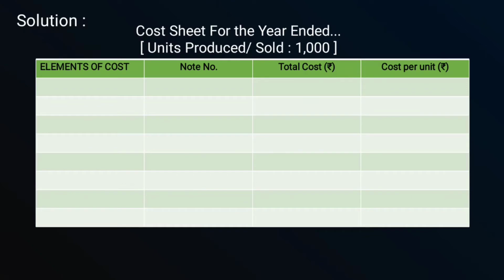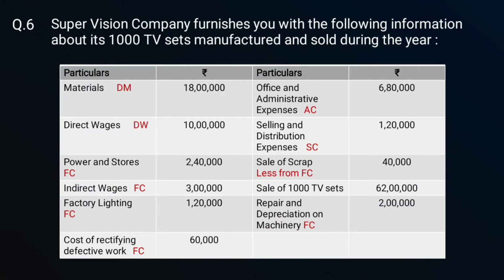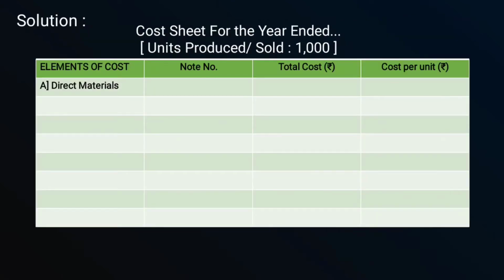So let us start preparing cost sheet. Cost sheet for the year ended for units produced or sold 1000. So first let us start recording direct material. So material is given as 18 lakhs. So we'll record it in cost sheet part A, direct materials. Total cost is given as 18 lakhs and cost per unit will be 1800 per unit.